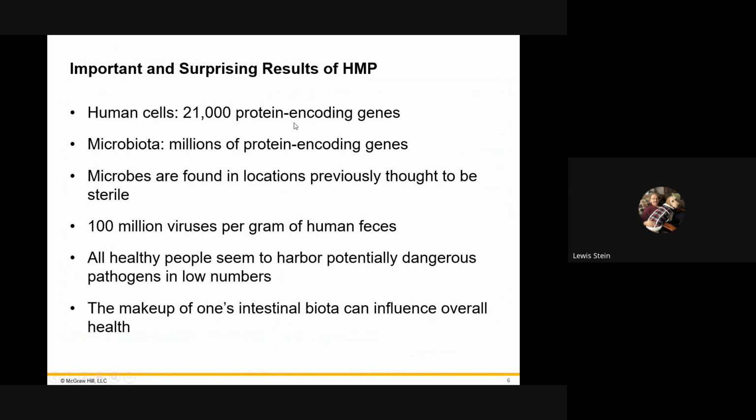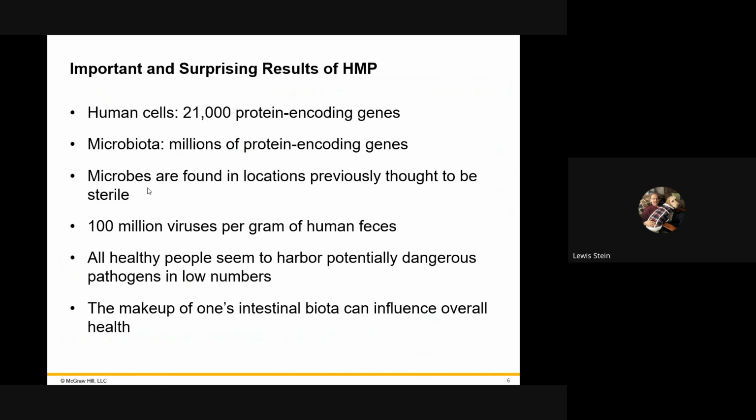Typically, these are the results. And I've seen the number here. When they talk about a gene, basically it encodes a protein or perhaps even a sequence of proteins. We have about 21,000 that are there. Again, only about maybe 3% of our genetic material really is responsible for this. Millions of protein-encoding genes are found by the accumulation of the microbes. And we even found them in areas where we didn't think they were.